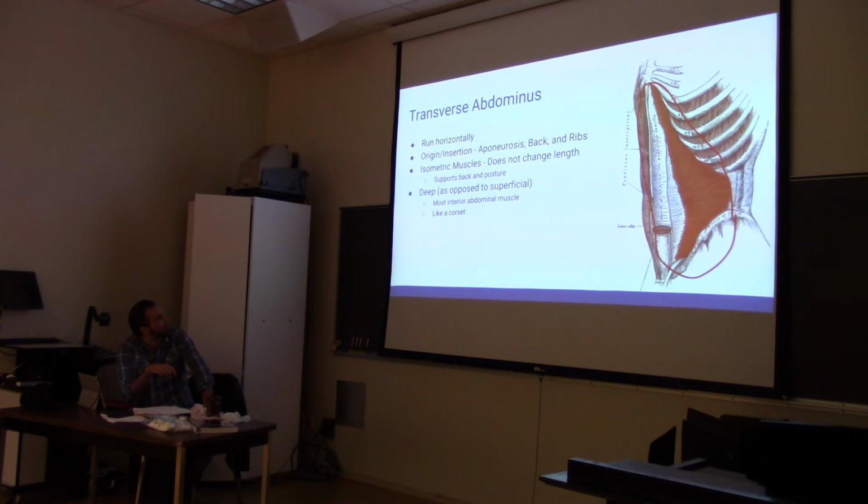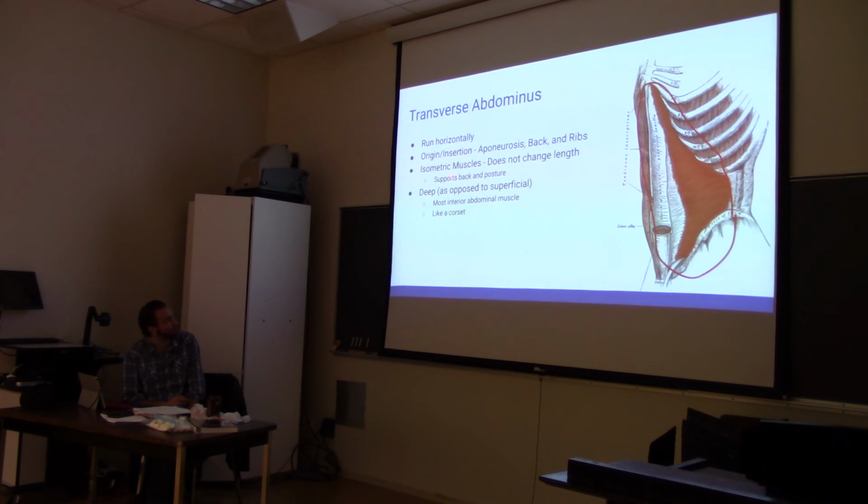Awesome. Okay, transverse abdominis. They run horizontally. The origin and insertion are the aponeurosis, the back, and the ribs, right? They're isometric muscles, so they don't change length when you flex them. They just get harder. Weird.